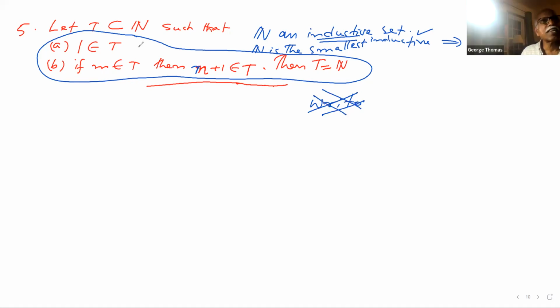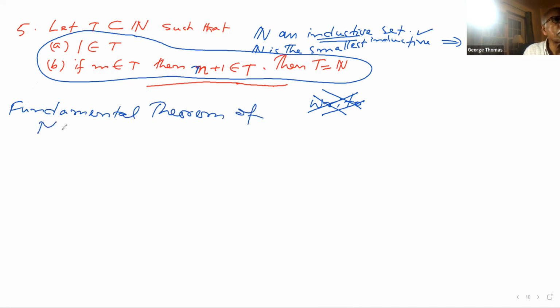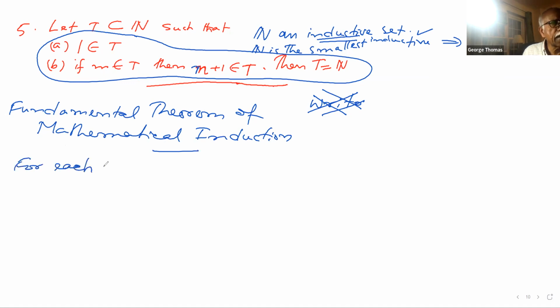Let us now take this axiom and consider this. We will call it the fundamental theorem of mathematical induction. It is essentially this axiom, you will see shortly. For each n contained in N, let P(n) be a statement.